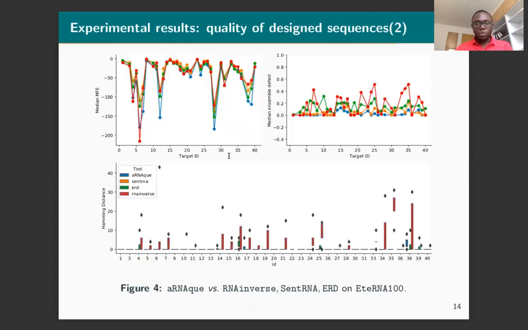The same comparison was drawn on the 3 benchmark tools that we used with the newest energy parameters. Down there we can see the Hamming distance distribution of the designed sequences, and we see that the median for most of the aRNAque sequences is 0, which means aRNAque mostly finds sequences that fall into the target. And for the energy and the ensemble defect, aRNAque also seems to produce qualitatively good sequences.